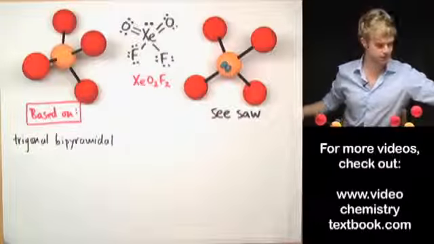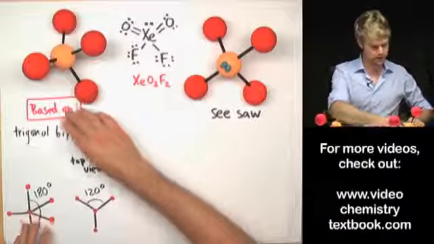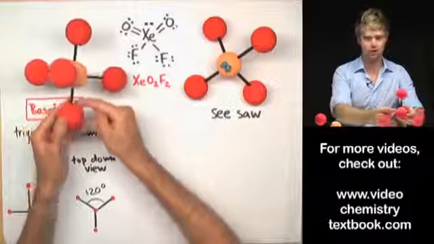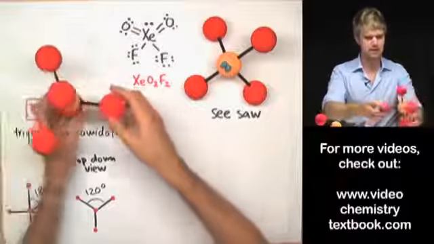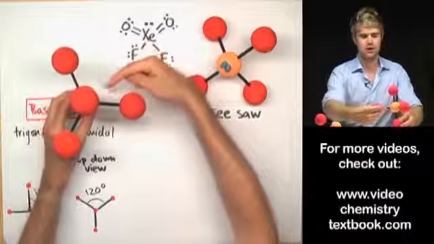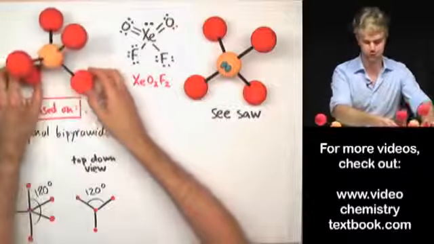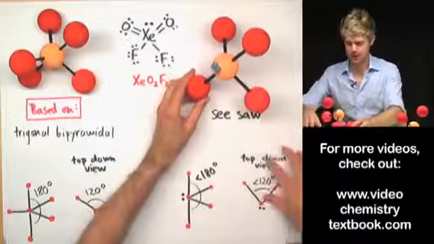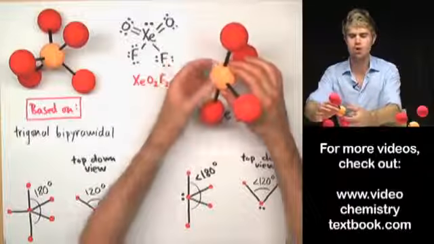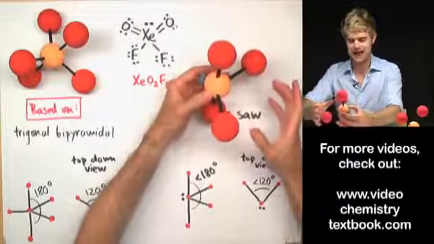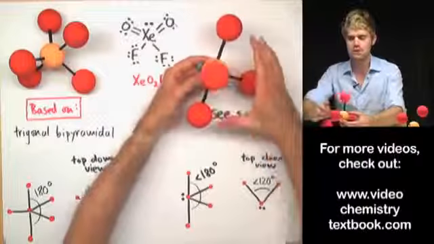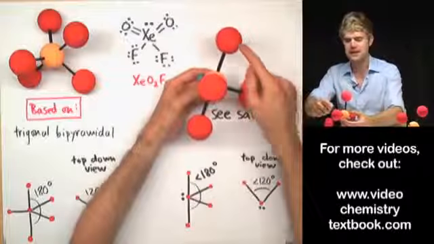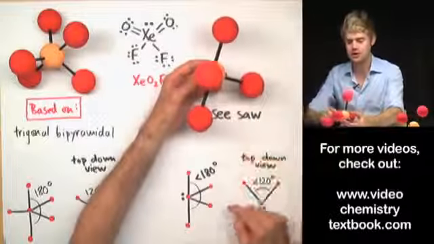Let's talk about angles really quickly, okay? In the trigonal bipyramidal, there is a 180-degree angle between these 2 atoms here. And if we look from the top down, there's 120 degrees between each of these atoms. Okay. Now, in the seesaw, we have this unshared electron pair here. And as we've said before, unshared electron pairs push harder against atoms because they want a little bit more space. So that means that these 2 atoms are going to get pushed closer together like this, meaning that the angle between them is going to be less than 180 degrees.